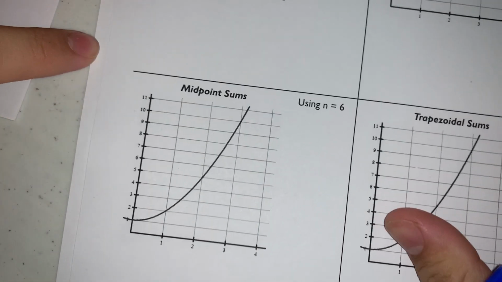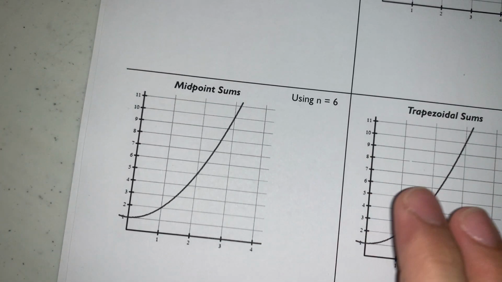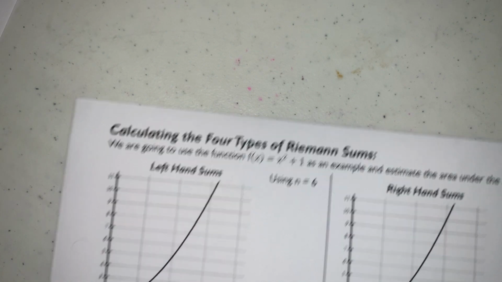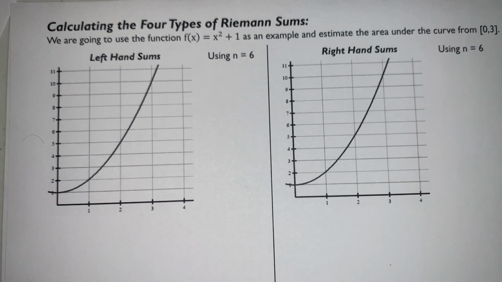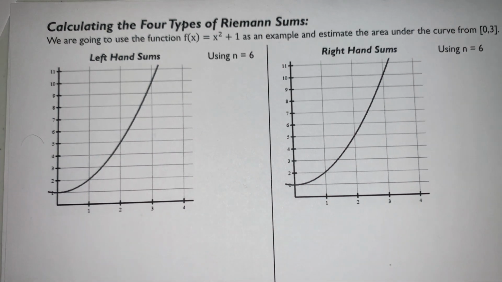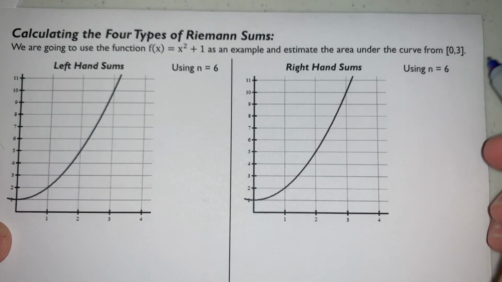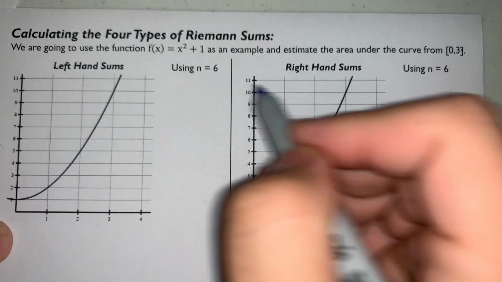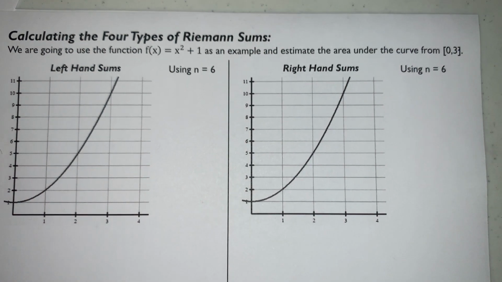If I can find my next page. Here we go. So now let's get into the actual calculations of the 4 types of Riemann sums. All right. As far as the calculations of these Riemann sums, we're going to use the same function, right? But this time we're going to actually calculate from 0 to 3 using n equals 6.